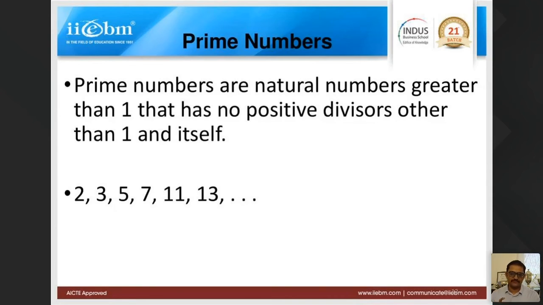So these kinds of numbers are called prime numbers. Prime numbers are natural numbers which are greater than 1, which have no positive divisors other than 1 or that number itself. So these numbers are called prime numbers.